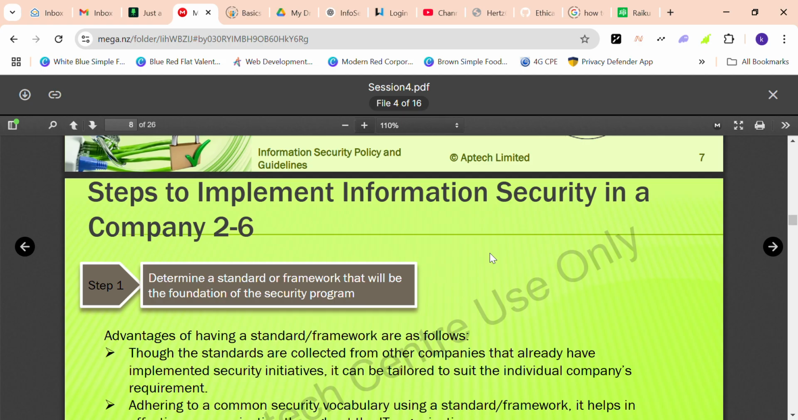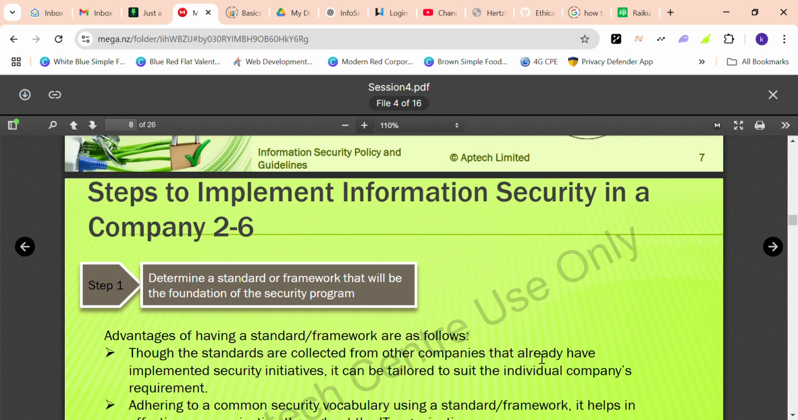One advantage of having a standard is as follows. Though the standards are collected from other companies that already have implemented security initiatives, it can be tailored to suit the individual company requirements. You can collect this kind of standard from other companies that are already using it for their own security control and use it to implement your own.